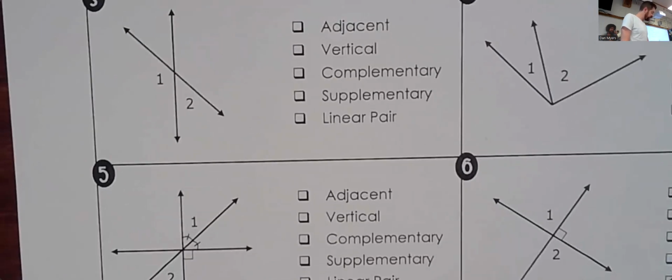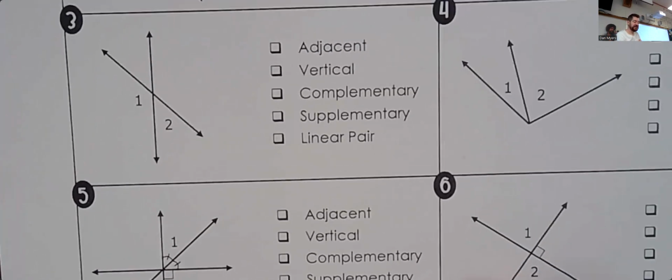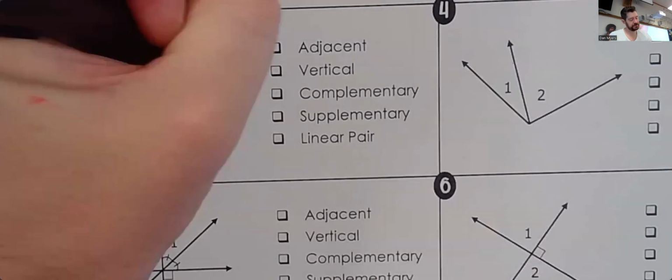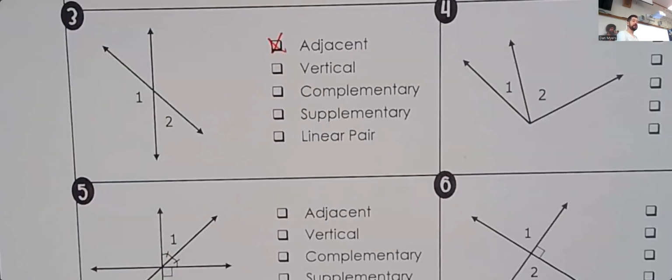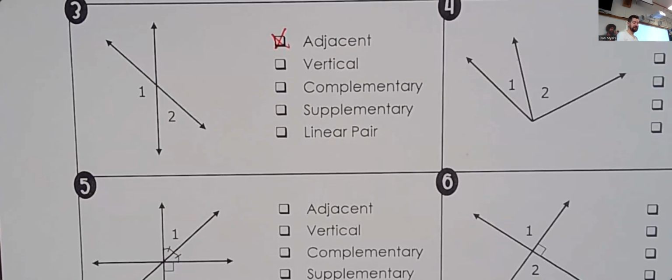Let's go ahead and have a look here. Maybe I'll start calling on people, or hopefully we got some volunteers here. Somebody tell me, are these adjacent for number 3? What do you think? 1 and 2. Are they next to each other? Yep. All right, so adjacent, which means they're not vertical. Adjacent and vertical cannot happen at the same time.